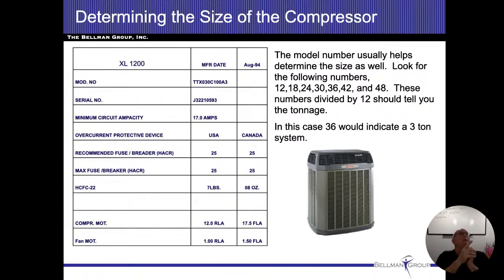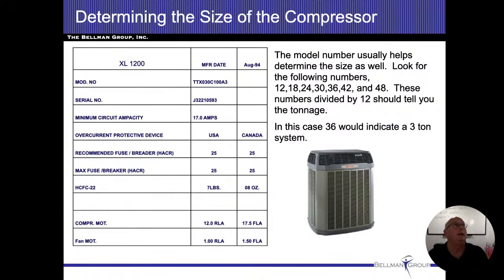But if you go to that buildingcenter.org and look up that data plate, or I should say that serial number, J32210593, if I remember right, there was an actual serial number on there. It should show you how to decode that and come up with August of '94. But in this case, it was easy.